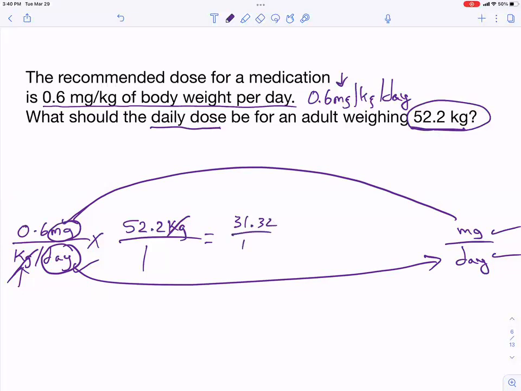So remember your rounding rules. Greater than 10, round to the whole number. So 3 is under 5, so I do not round up. So the recommended dose in a whole day is 31 milligrams a day.